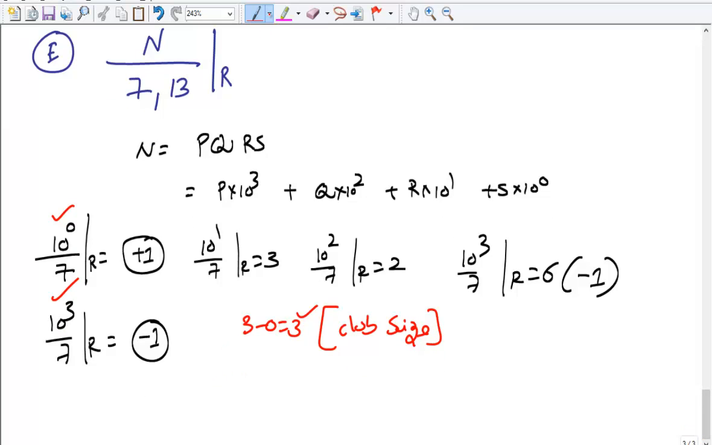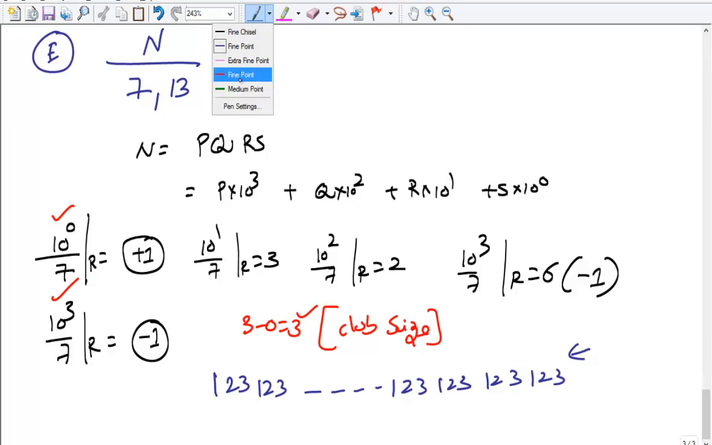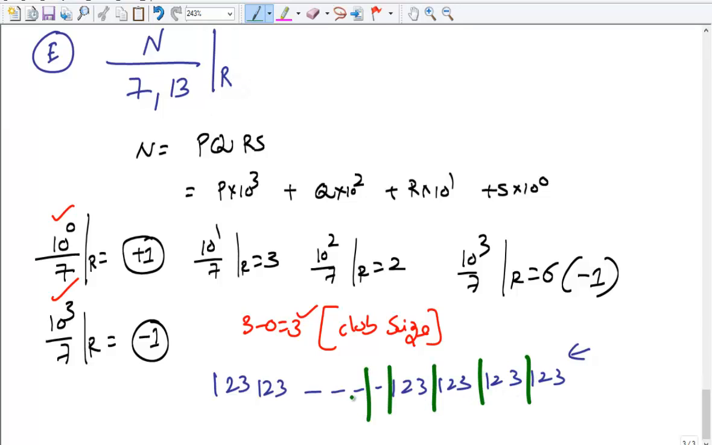Here the number is 1 2 3 1 2 3 and so on, 1 2 3 1 2 3 1 2 3, and just like this. Now starting from the unit digit, we need to divide them into clubs of 3. This one club, second, third, fourth, and so on, like this.